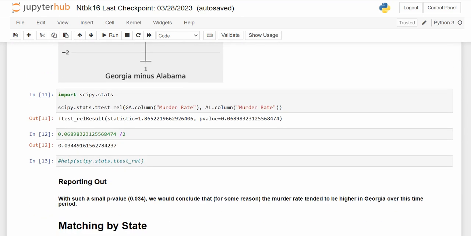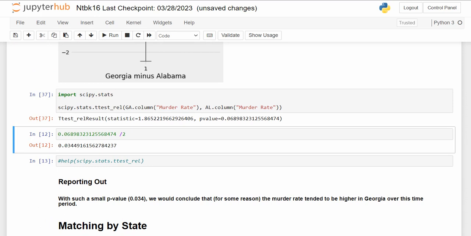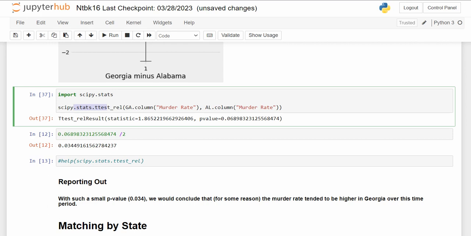Okay. So notice that we're importing scipy.stats. Okay. And so I said it was just stats.ttest_rel, but here, because we didn't import something as something, we have the scipy ahead of it. Okay, but it's ttest_rel. And notice the first thing we put in is an array, right? Notice we do Georgia.column, and then we do Alabama.column. So first two things, we have to have array data to go in.